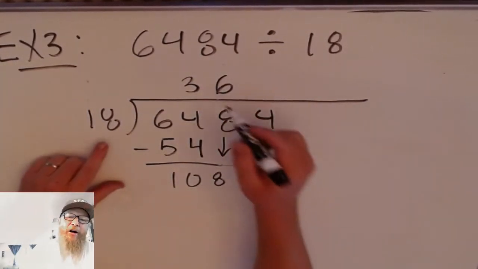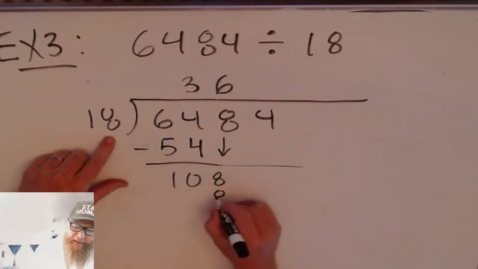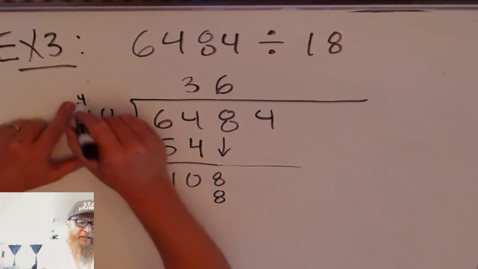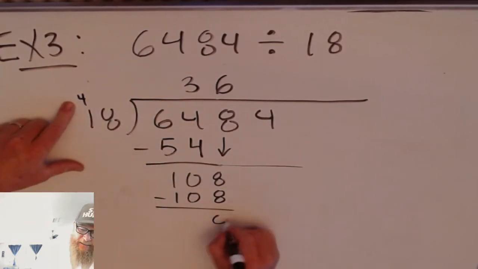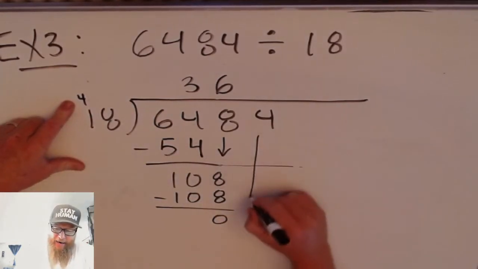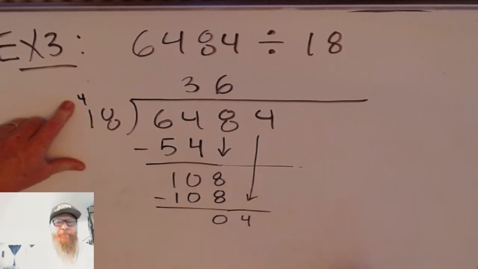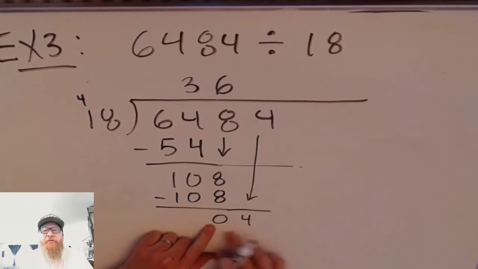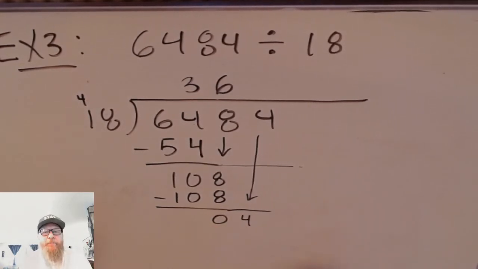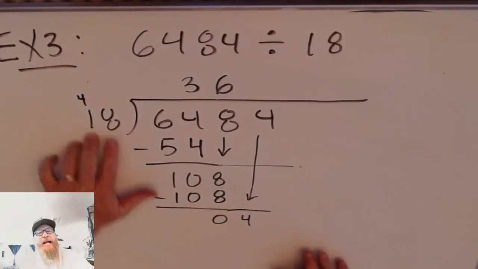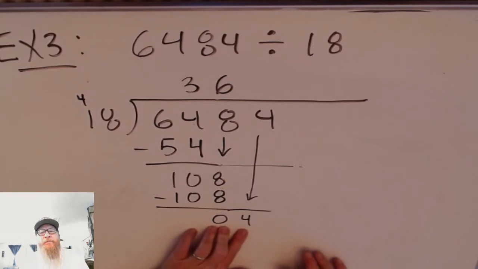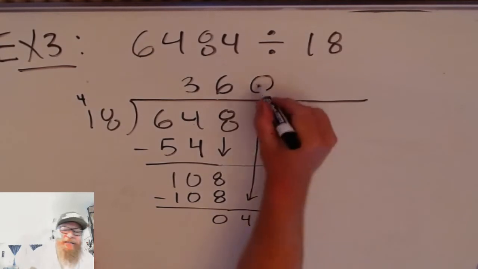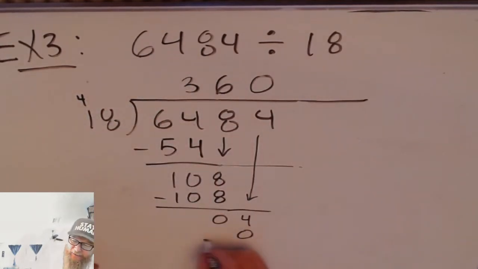By the way, I already know 6 times 18 is going to be exactly 108. 6 times 8 is 48. 6 times 1 is 6, plus 4 is 10. And then now bring down the 4. So 04 just means 4. How many times does 18 go into 4? 0 times. 0 times 18 is 0.